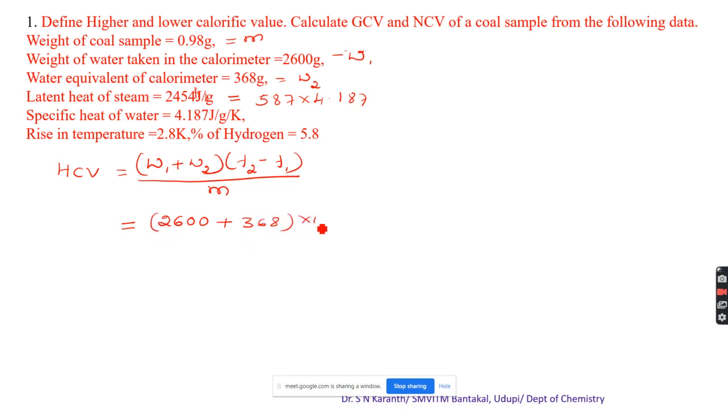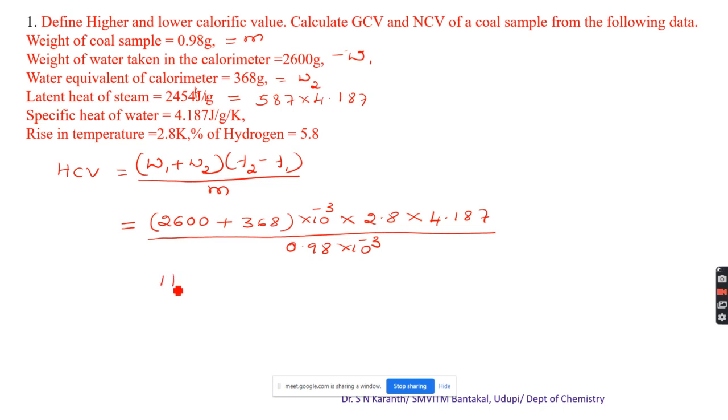Both should be multiplied by 10 to the power minus 3, so you have to convert gram into kilogram, into the rising temperature, directly given T2 minus T1, that is 2.8. Multiply by the conversion factor, I'll take it here only, 4.187, divided by M. M is the mass, 0.98 into 10 raised to minus 3. After substitution, the 10 raised to minus 3 in the numerator and denominator get cancelled.